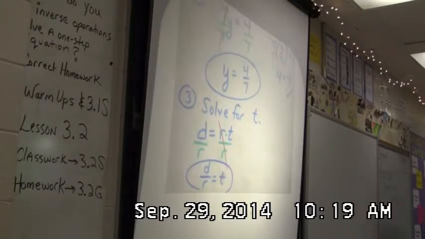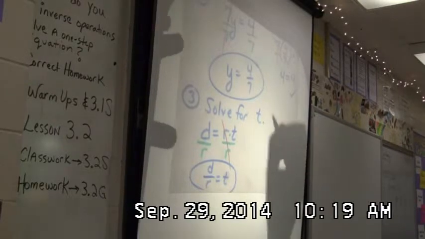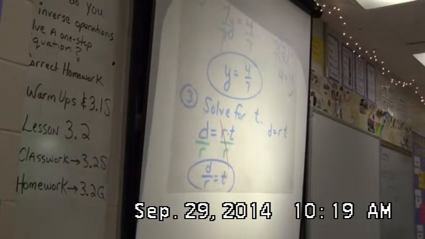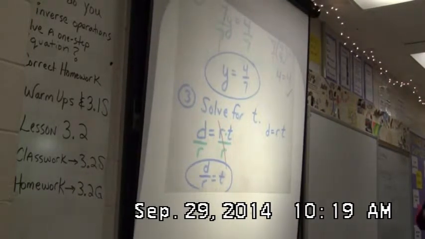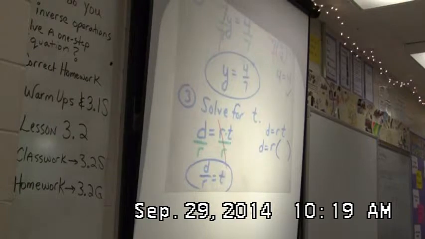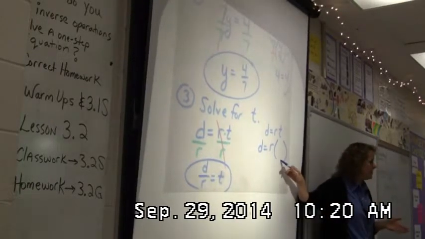Excellent. Now we're going to go do the check. How do you set up a check when there's variables all over the place? Well, the original problem was d equals rt. And we're supposed to be putting our answer in for the variable that we solved for. We solved for t. So it's going to be d equals r times our answer. We're substituting in for the t because we solved the equation for t.